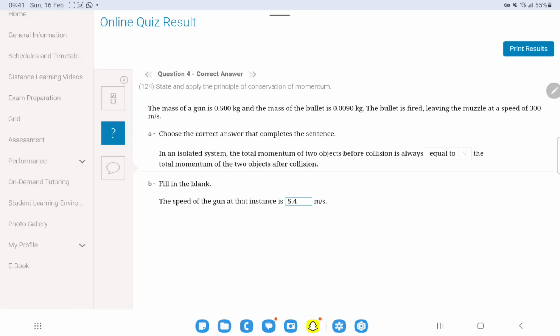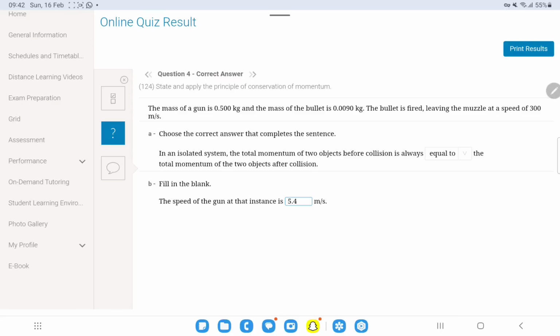The mass of the gun is 0.5 kilograms and the mass of the bullet is 0.009 kilograms. The bullet is fired leaving the muzzle at a speed of 300 meters per second. So in an isolated system, the total momentum of the two objects before the collision is always equal to the total momentum of the two objects after collision. This is the law of conservation of momentum. It states that the momentum before and after the collision is always the same.